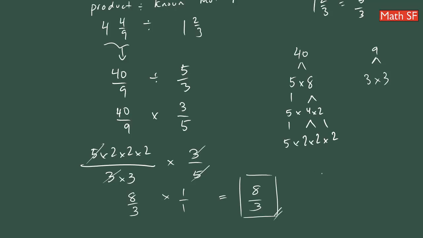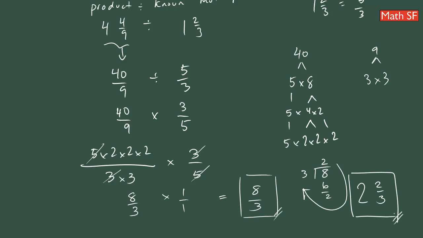So how do we do that? It will be 8 divided by 3, or 3 into 8. So the 3 goes into 8 twice. 2 times 3 is 6. 8 minus 6 is 2. Therefore, you can give your answer as 2 2/3. Both answers are correct. However, I would recommend you to leave your work there.